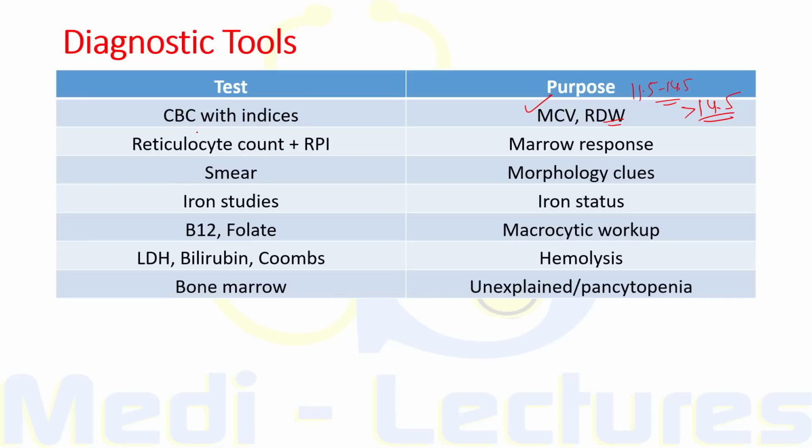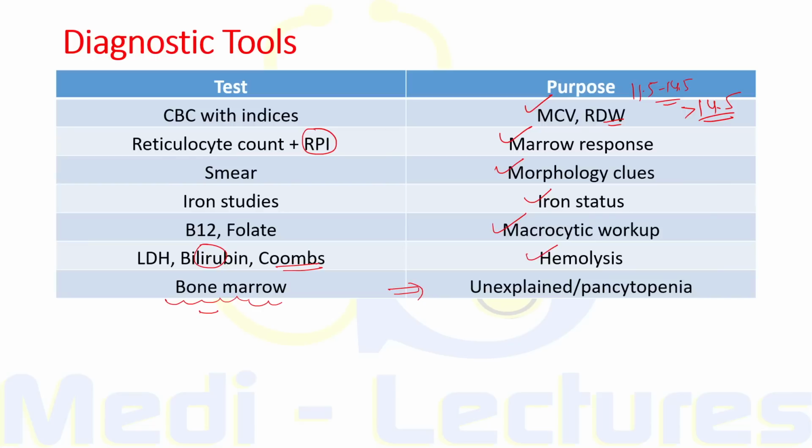Then we can see reticulocyte count, and very important is RPI to see the marrow response. Smear shows some morphological clues which we will discuss. Iron studies to diagnose iron deficiency, B12 and folate status for macrocytic anemia, LDH, bilirubin, and Coombs test for hemolysis. So LDH and bilirubin, typically indirect bilirubin, will be increased in hemolysis, and Coombs test will be positive in autoimmune hemolytic anemia. If these tests are negative and we are suspecting hypoproliferative disorder, or there is pancytopenia or bicytopenia, we will have to go for bone marrow aspiration or biopsy.